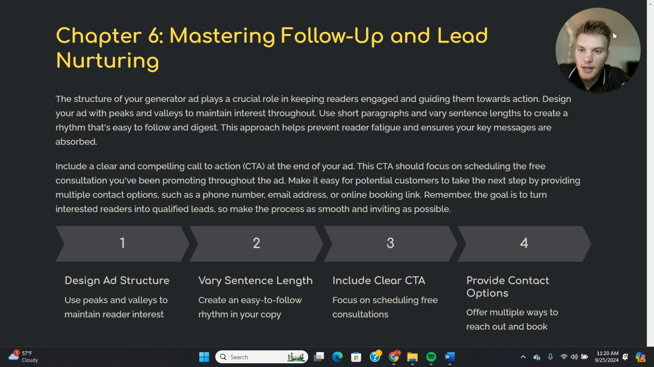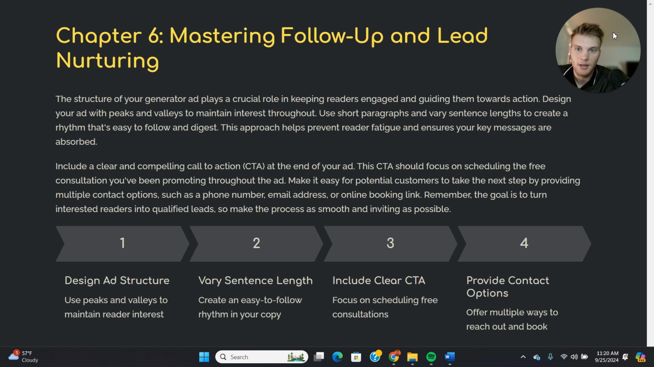And then include a clear and compelling call to action, or CTA, at the end of your ad. The CTA should focus on scheduling the free consultation that you've been promoting through the ad, making it easy for potential customers to take the next step by providing multiple contact options such as phone number, email address, or an online booking link. And remember, the goal is to turn interested readers into qualified leads, so make the process as smooth and as inviting as possible.